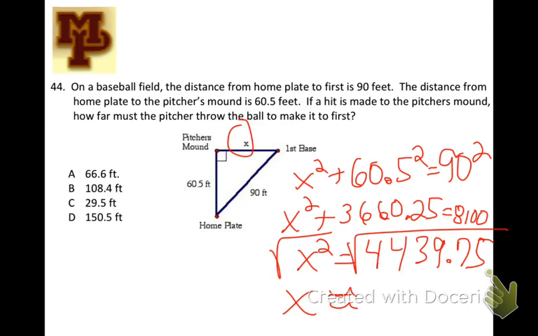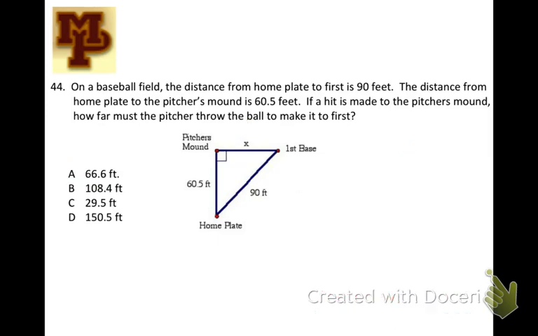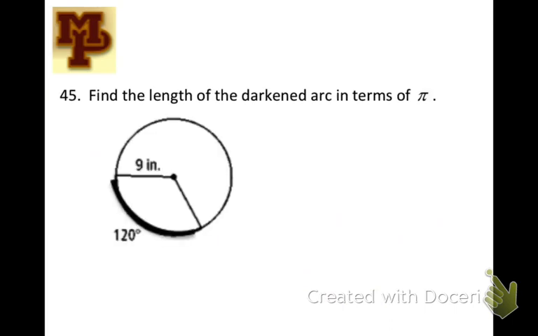Square root of 4439.75, about 66.63. It says how far, so we just look for the best answer there. So it looks like A, feet. All right, almost home.